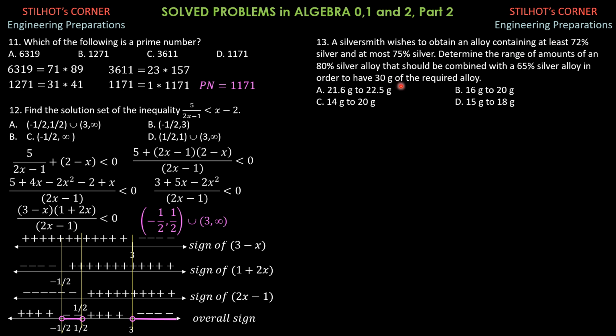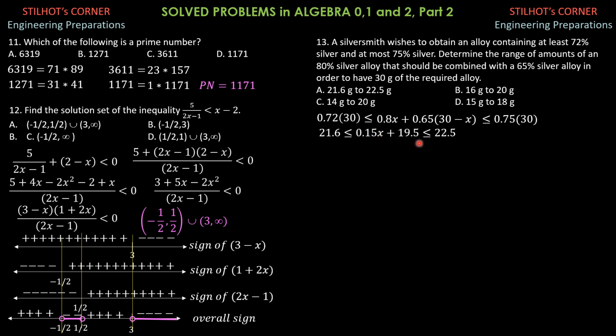Therefore, we have 0.72 of 30 grams should be less than or equal to 0.8 of X plus 0.65 of quantity 30 minus X. If the amount of 80% silver is X grams, the amount of the 65% silver alloy should be quantity 30 minus X, because the total mass should be 30 grams. And that should be less than or equal to 0.75 of 30. So 0.72 of 30 is less than or equal to 0.8 of X plus 0.65 of quantity 30 minus X, and should be less than or equal to 0.75 of 30.